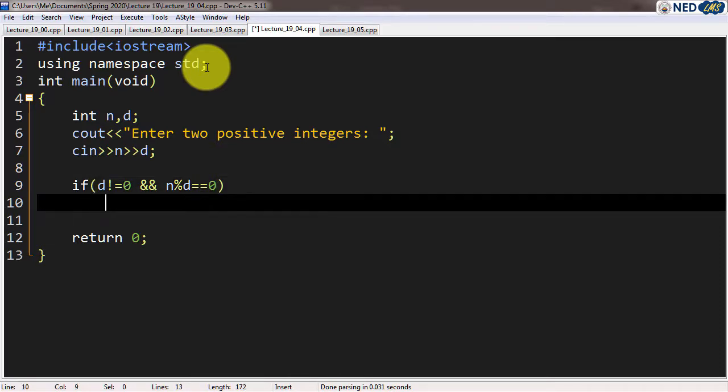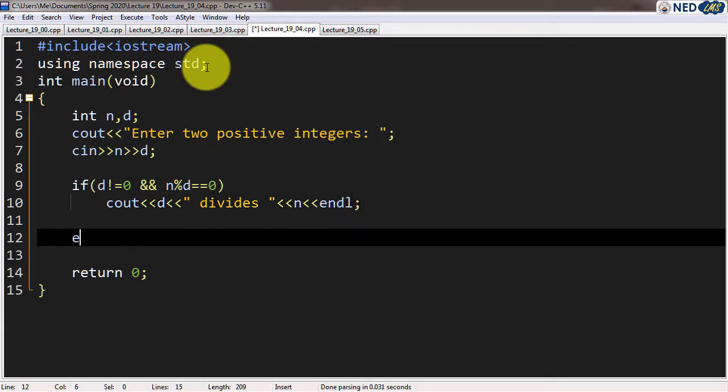Okay, so we are going to write cout. I'm going to explain that in a moment. So cout d divides n, that's it, n and l.